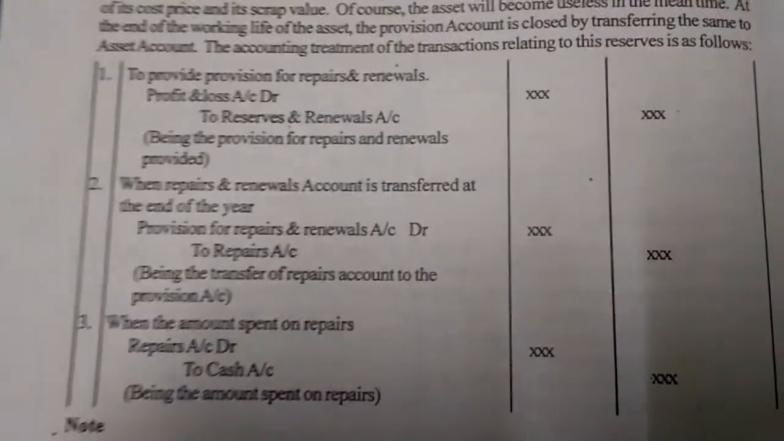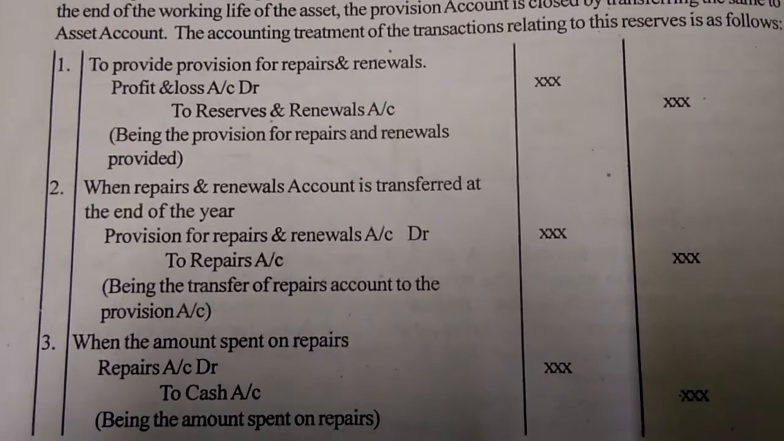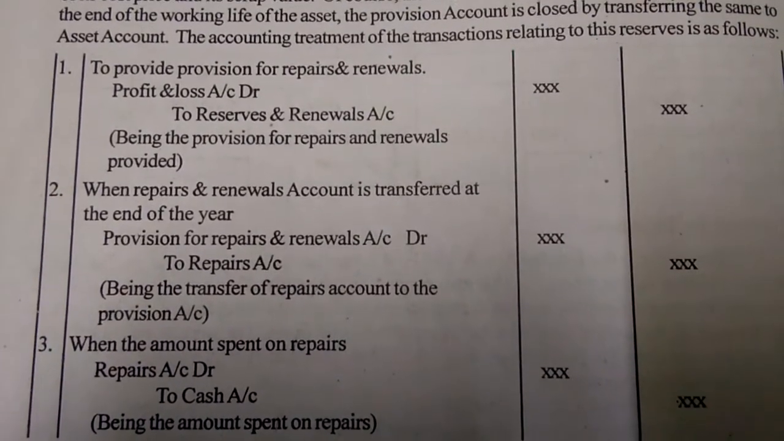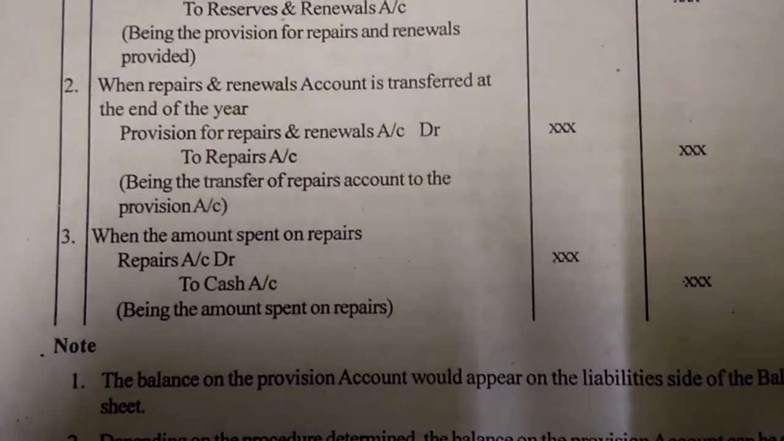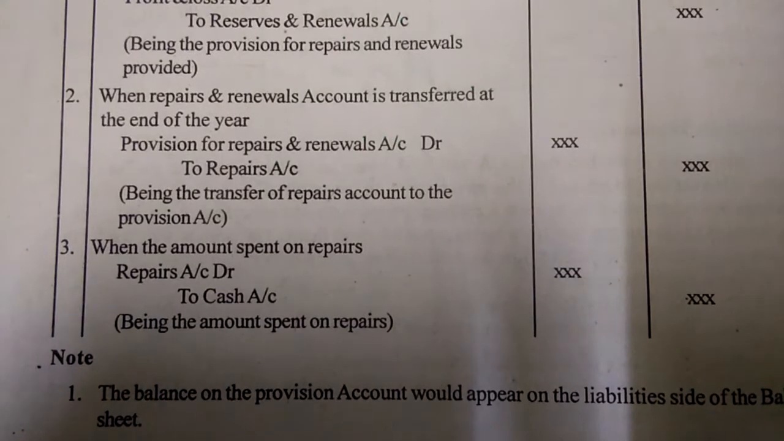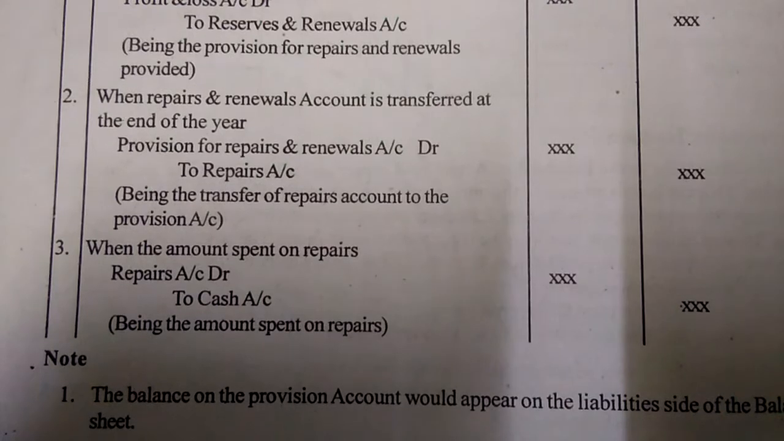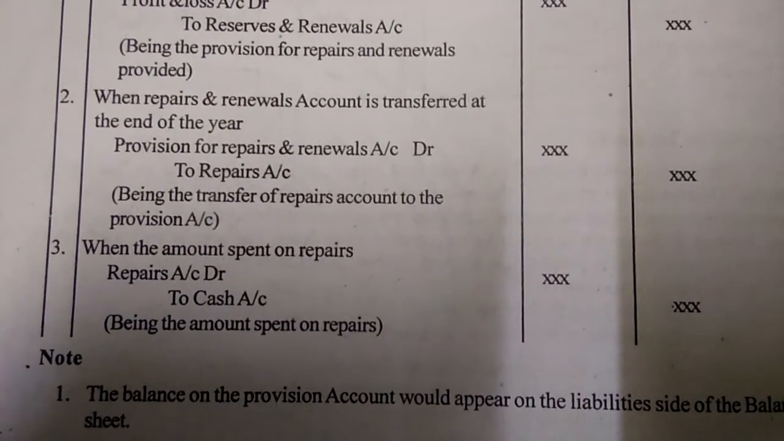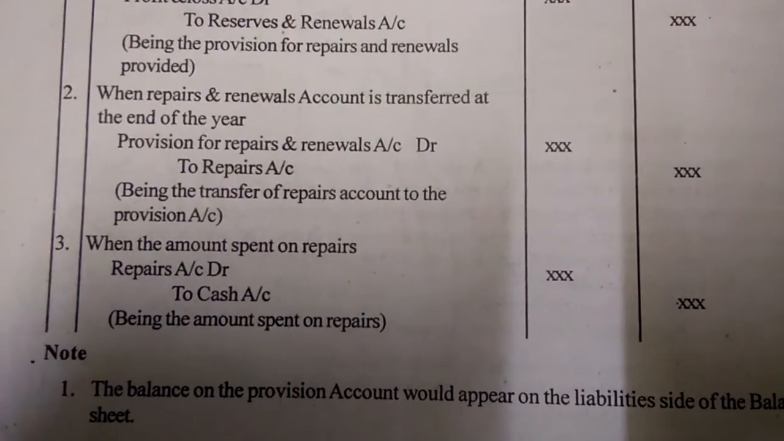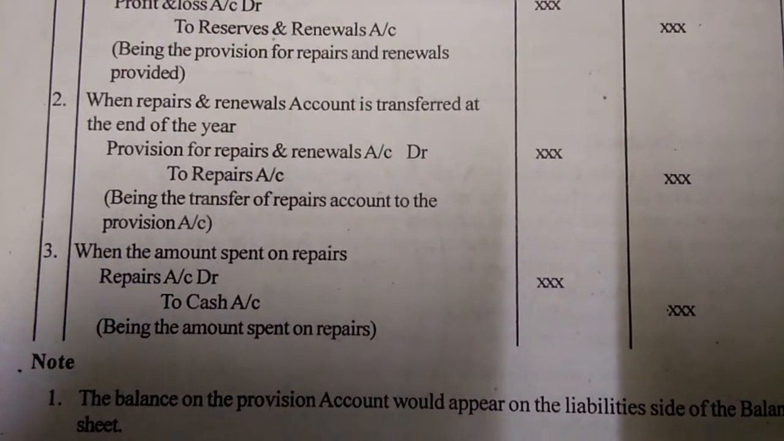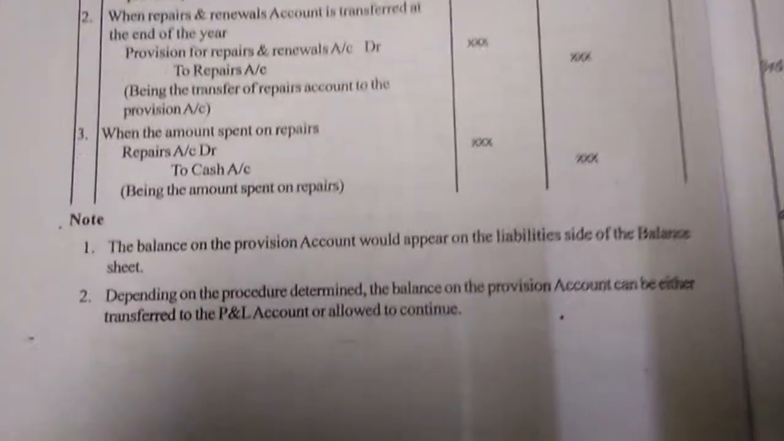The entries are: first one is to provide provision for repairs and renewals. Profit and loss account debit to provision for repairs and renewals account, being the provision for repairs and renewals provided. Second one is when repairs and renewals account is transferred at the end of the year: provision for repairs and renewals account debit to repairs account, being the transfer of repairs account to the provision account. Third one is when the amount is spent on repairs: repairs account debit to cash account, being the amount spent on repairs.